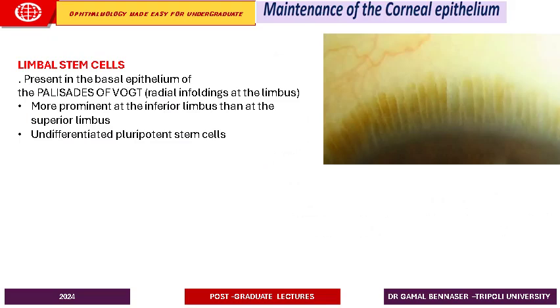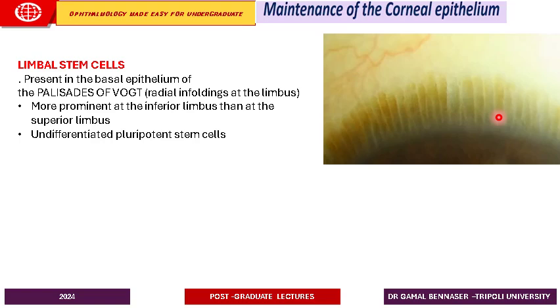Now, to understand the normal cell cycle and the transition of the cells from the basal layer up to the epithelial layer and end up by shedding at the superficial layer to the tear film, we should speak about the limbal stem cells and about the limbus. Now, the limbal stem cells are present in the basal epithelium in the form of crypts or palisades, known as palisades of Vogt. And these crypts are much more in the inferior limbus as compared to the superior limbus. Now, these cells represent undifferentiated pluripotent cells that are capable of differentiation upon stimulation.